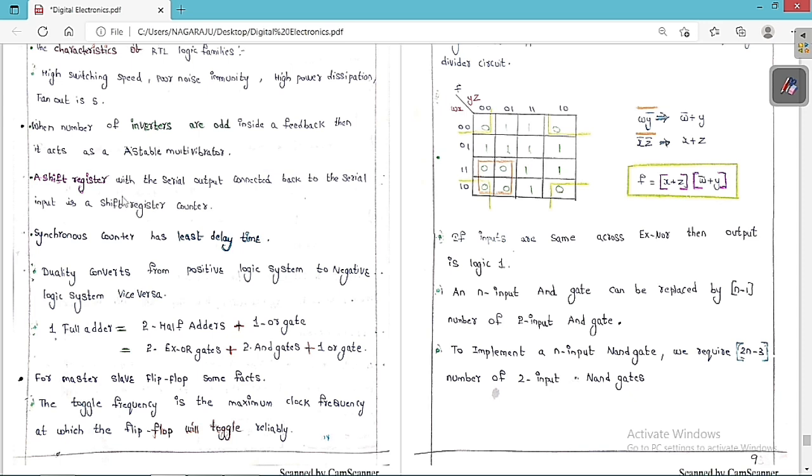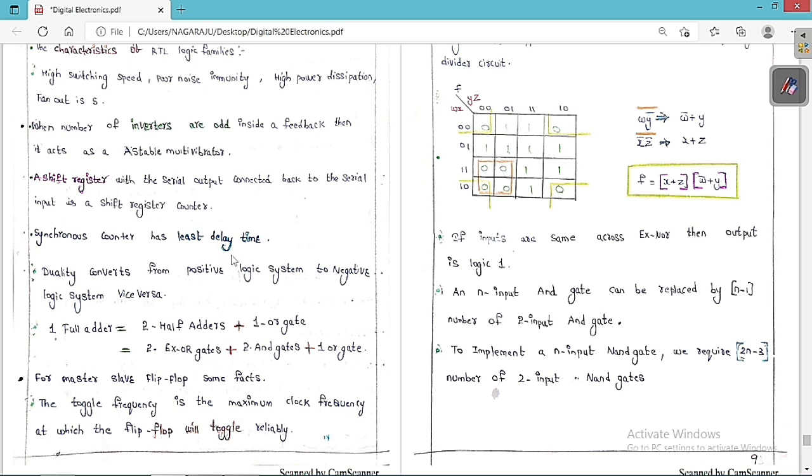A shift register with the serial output connected back to the serial input acts like a shift register counter. It is going to count the data, and it can do up counting, down counting, or any counting. So whatever the shift register, it acts like a shift register counter, which does the counting. It can be any counting.